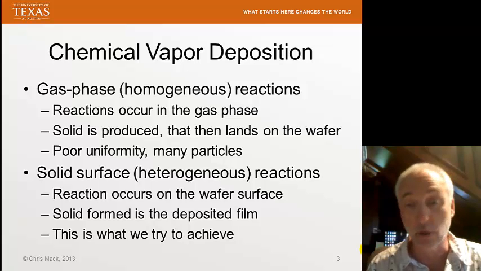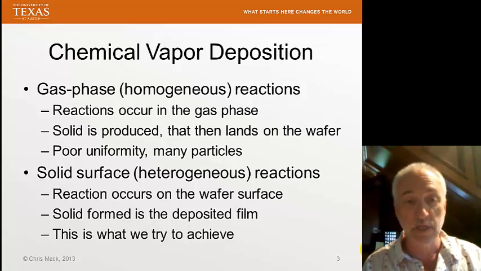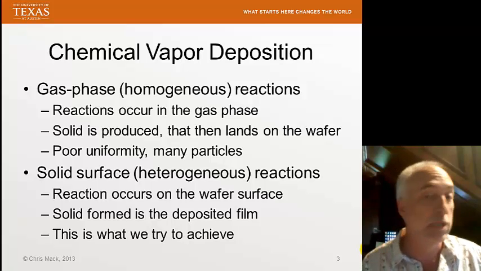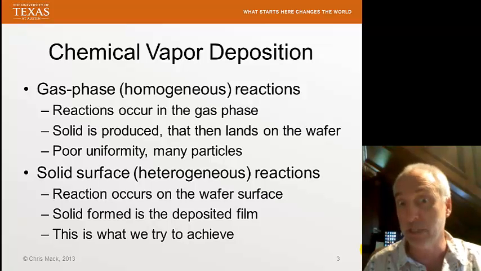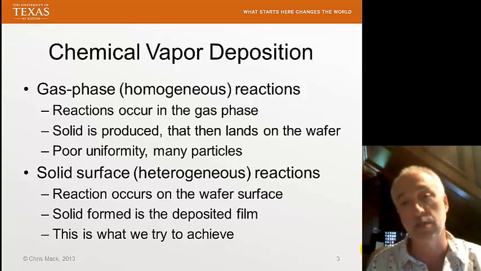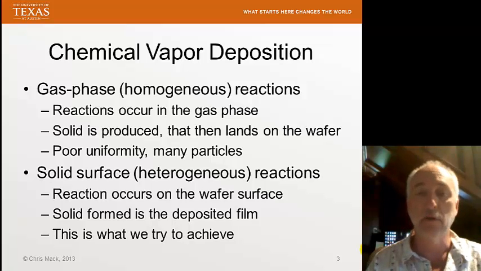The reactions occur on the wafer surface, various components adsorb to the surface, a reaction occurs, and a solid is formed. That solid that's formed is the deposited film, and it's right where it needs to be when the reaction takes place. This is what we're trying to achieve, and we adjust the reactions, the chemistries, the concentrations, the configuration of the chambers to encourage heterogeneous reactions rather than homogeneous reactions.